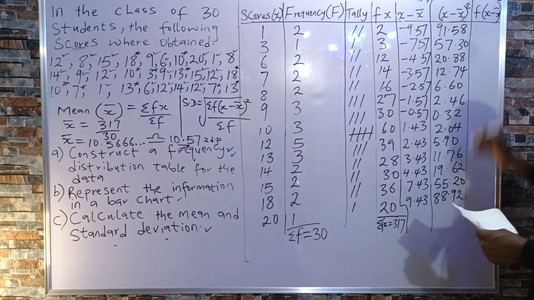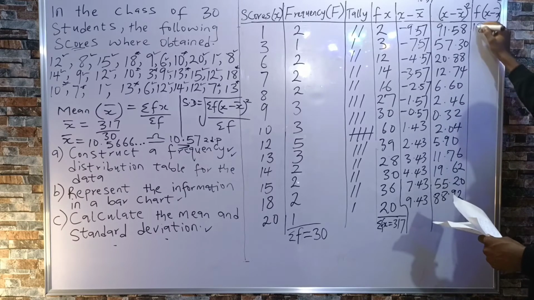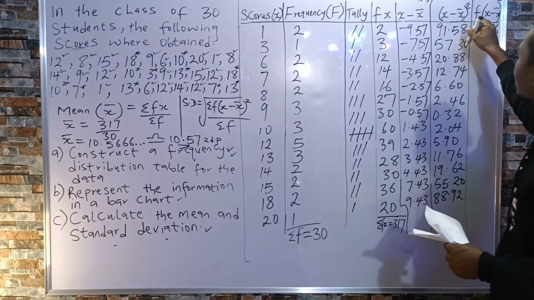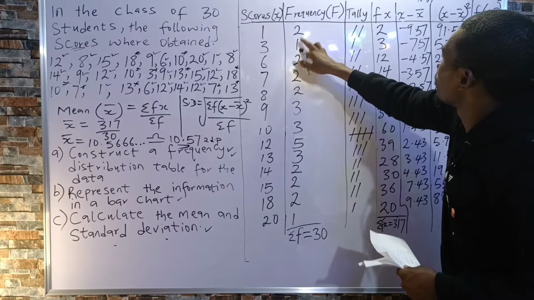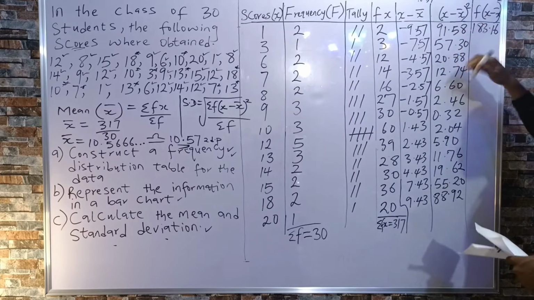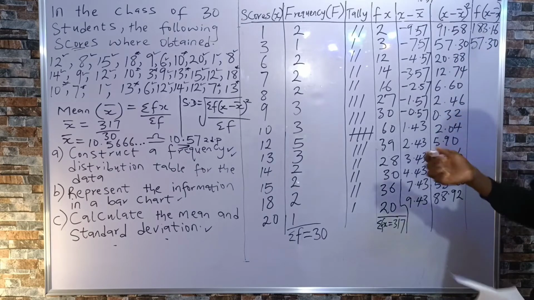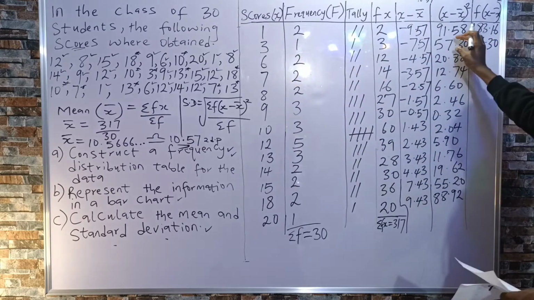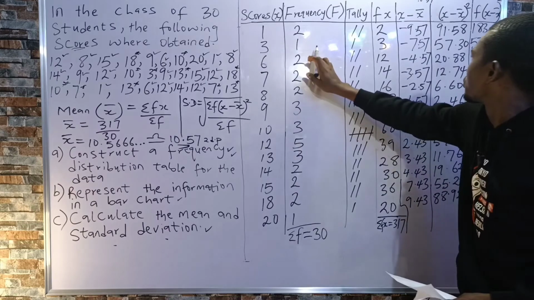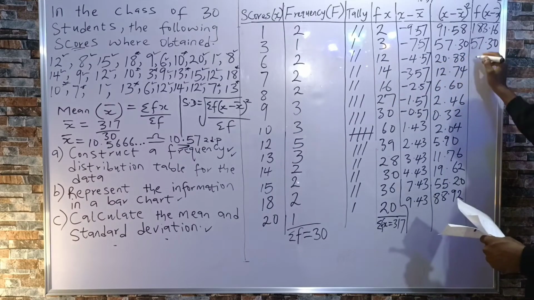Then I will have 183.16. Then the next one is our next f, which is 1. So I will then say 1 multiplied by 57.30, which is the same thing as 57.30. Remember that 1 multiplying any value is still that value. Then the next f is our 2. So 2 multiplied by 20.88, we shall have 41.76.